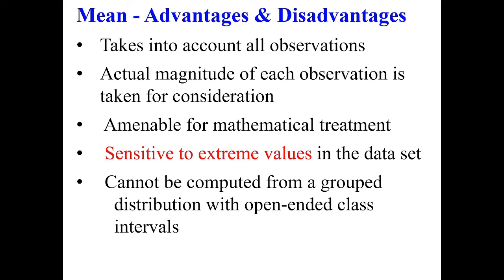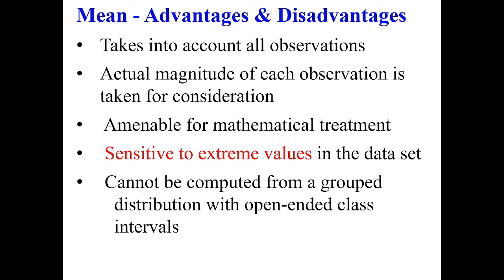Now, what are the advantages and disadvantages of this arithmetic mean? First of all, it takes into account all the observations. That's a very good property. It considers all the observations. Not only that, it considers the actual magnitude of each observation into account. This is also very important.